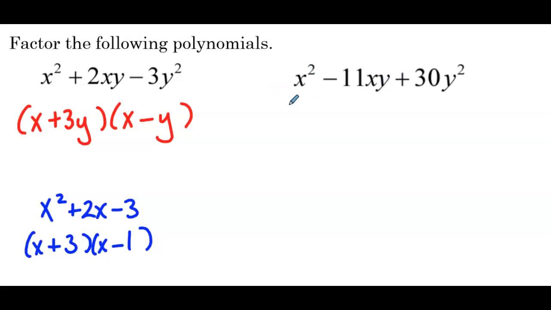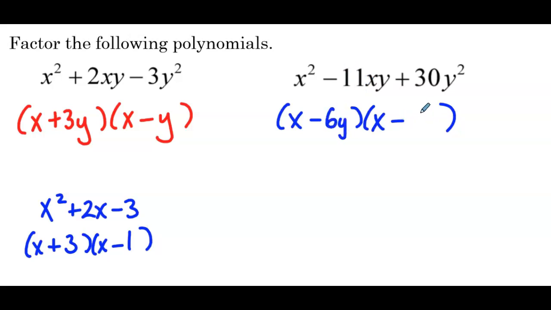Okay, so let's look here. So our factors are both going to start with x. So we need to factor, let's see, multiply to 30, add to negative 11. So multiply to a positive number, add to a negative number, so both factors need to be negative. So let's see, factors of 30 that would add to negative 11. So negative 6 and negative 5.